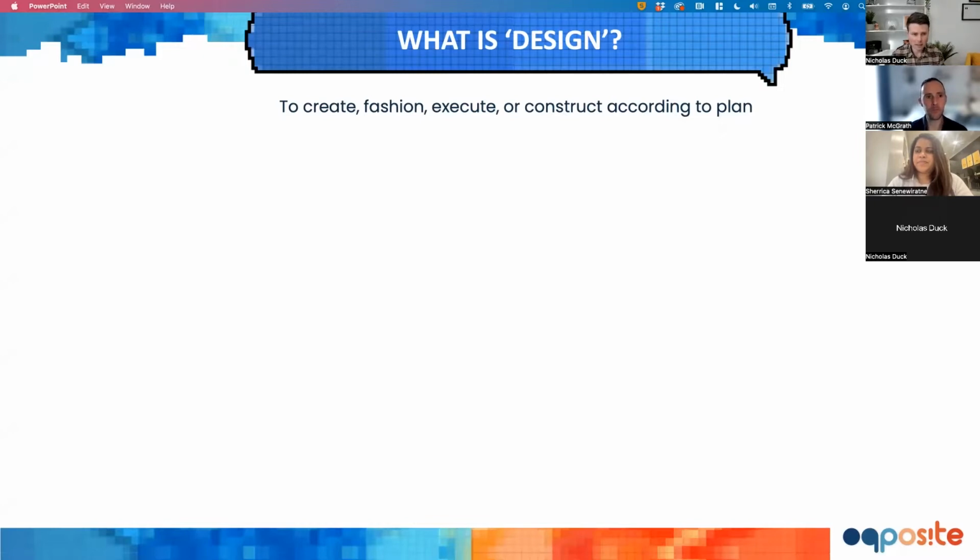And this is basically a definition of that: to create, fashion, execute, or construct according to plan. Not a very nice and broad definition.